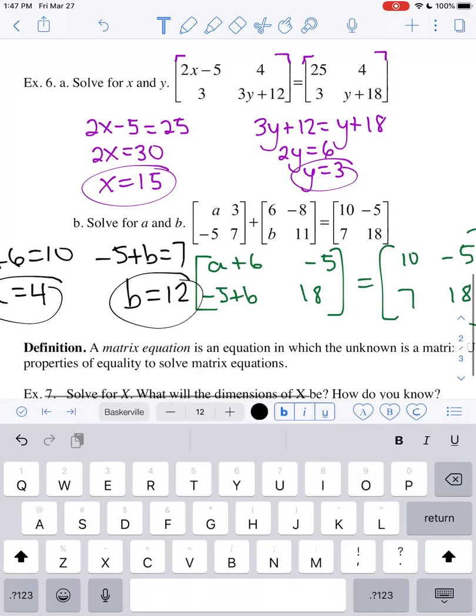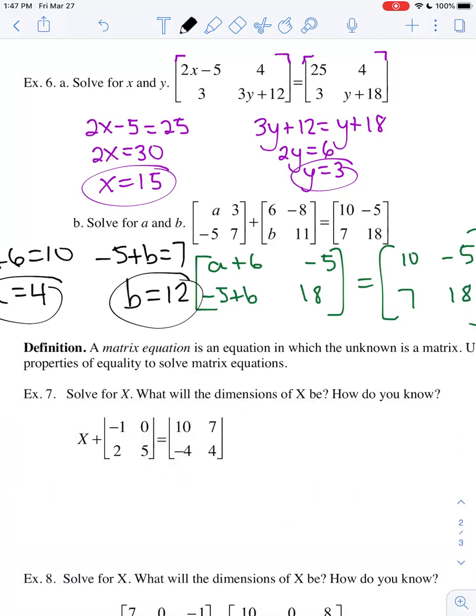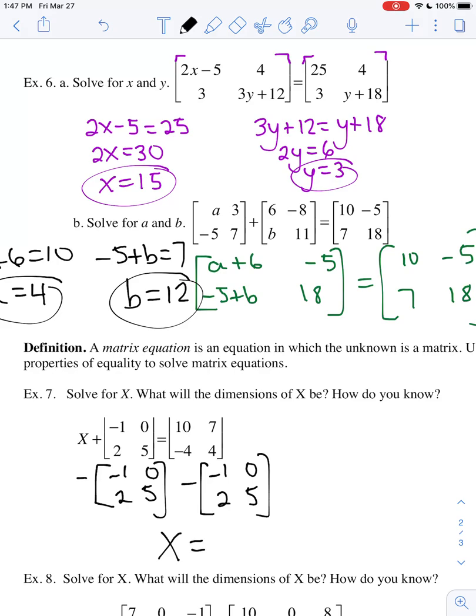So what you're going to need to do is subtract. I'm going to subtract the matrix negative 1, 0, 2, 5 from both sides. Oh, so now hopefully you can see why I had you adding and subtracting matrices. Because now if we're going to solve a matrix equation, we need to understand how to add or subtract matrices.